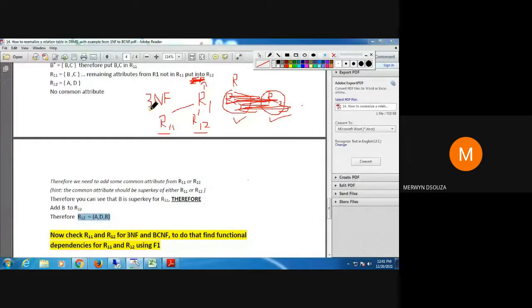You can start from here, checking whether they are in third normal form. Getting what I'm trying to tell you? Let me just rub it off and continue.